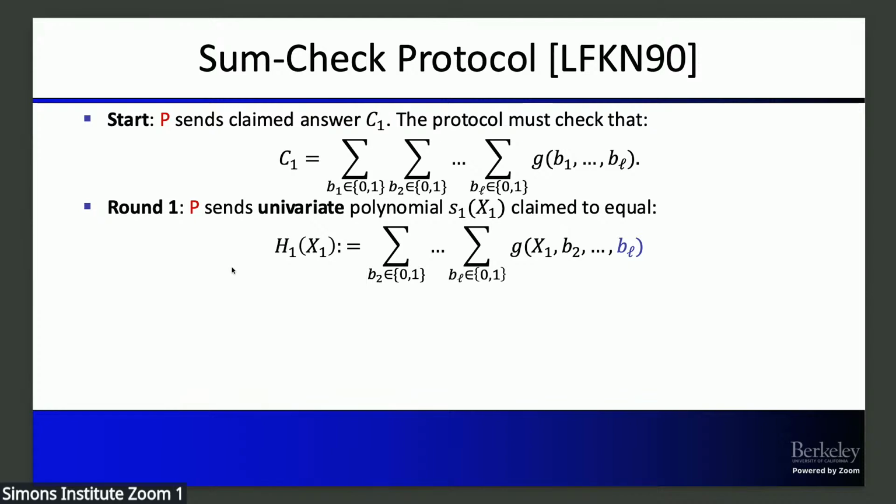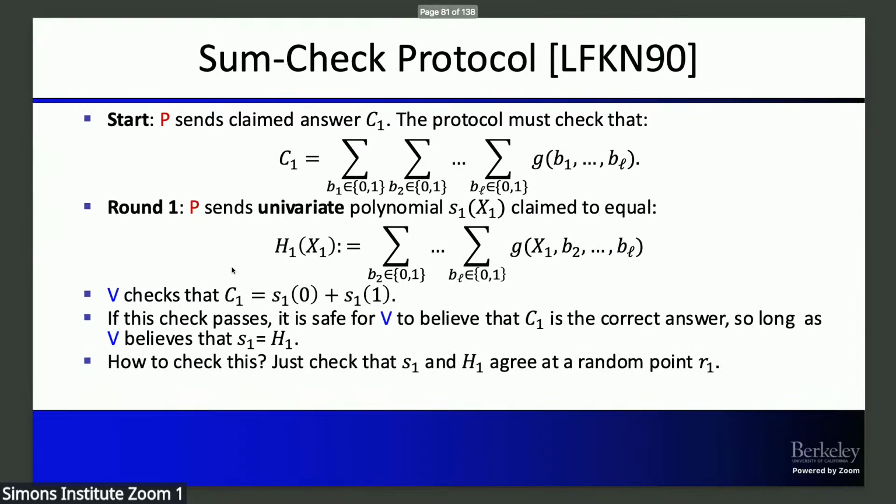And so the verifier says, I don't trust you, prover, so let me do some checks. First, I'm going to check that S1, what you sent me, evaluated at 0 plus evaluated at 1 equals the claimed answer. Obviously, if the prover is honest, this will be the case because I defined H1 to have that property: I left out the first variable, and the final answer sums the first variable as well. If this check passes, it's safe for the verifier to believe the original claim as long as it believes that S1 equals H1. But the verifier does not know that S1 equals H1.